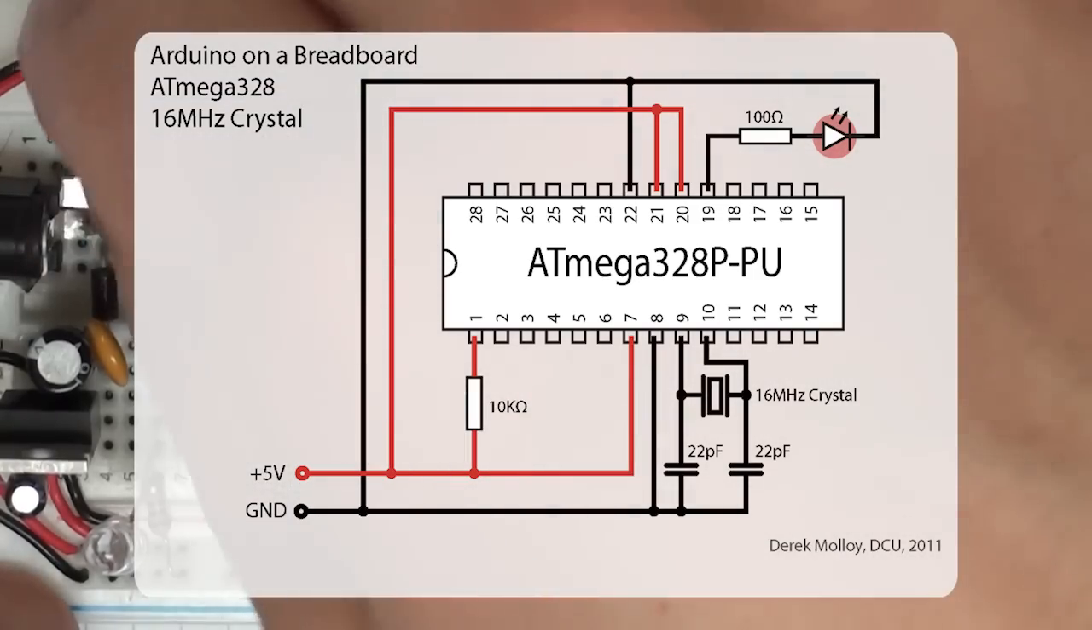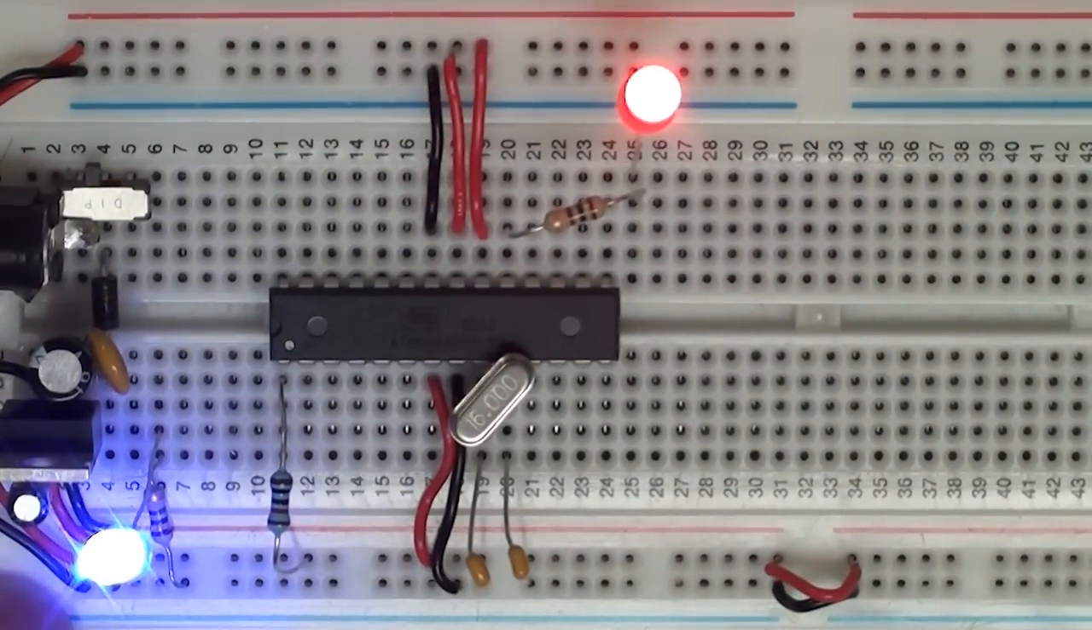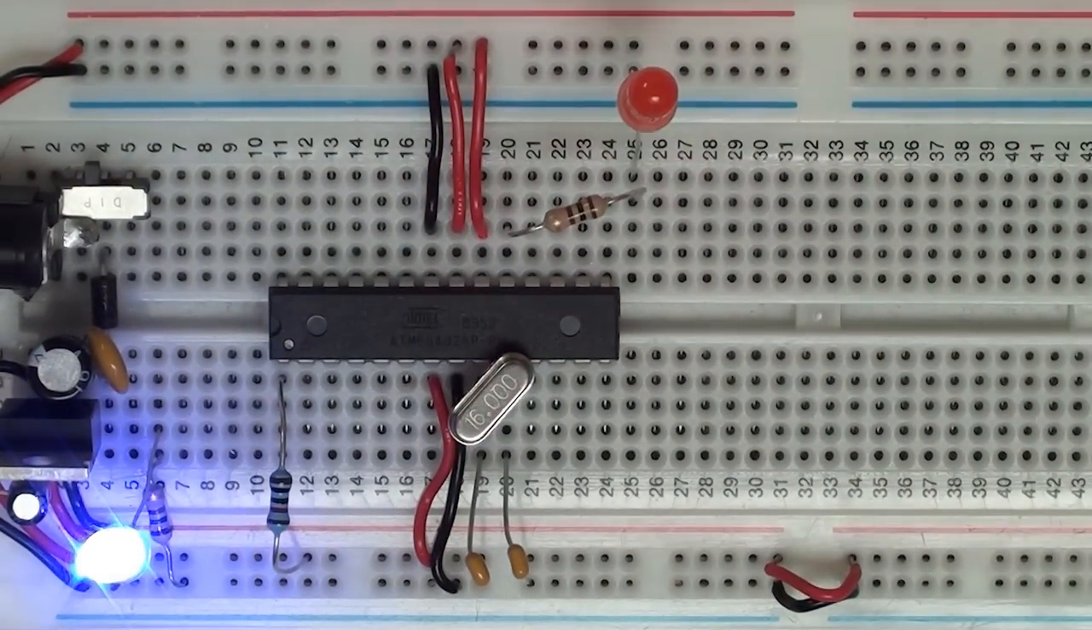So if we turn on the power, we can see that the LED flashes on for 1 second, off for 1 second. So we now have the exact same functionality as we had when we were using the shield, but we've removed the shield completely and we're just working only on the breadboard.